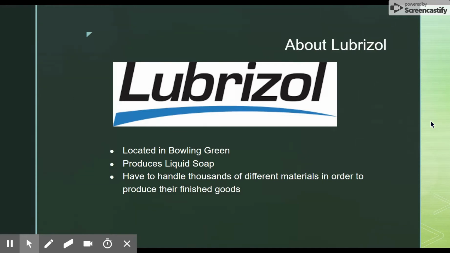This company produces liquid soap, and one of the big things that they talked to us about was how they have to handle a bunch of different materials in order to produce their finished goods. So that's what we went and looked at: what is the riskiest material when producing soap. They had us complete a risk assessment in order to figure that out.